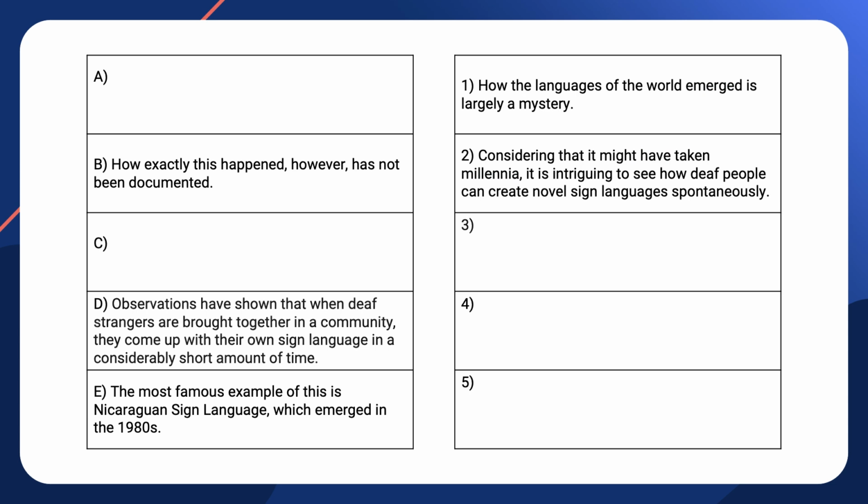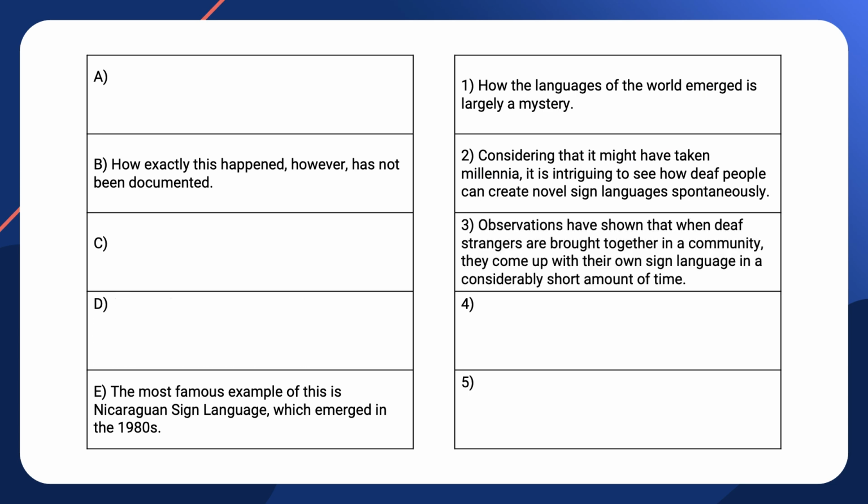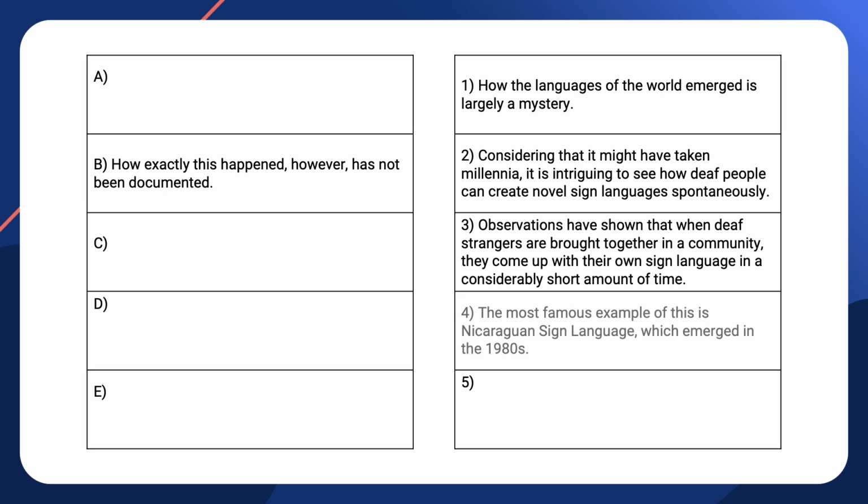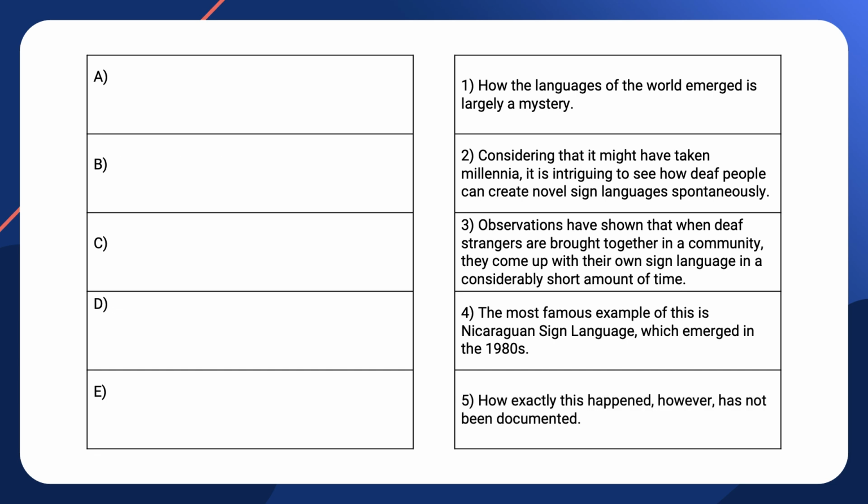Sentence number 3 is sentence D. Observations have shown that when deaf strangers are brought together in a community, they come up with their own sign language in a considerably short amount of time. The next sentence is sentence E. The most famous example of this is Nicaraguan Sign Language, which emerged in the 1980s. You can see how E connects back to D with the phrase, the most famous example of this. So finally you end with the last sentence. Sentence B, how exactly this happened, however, has not been documented.